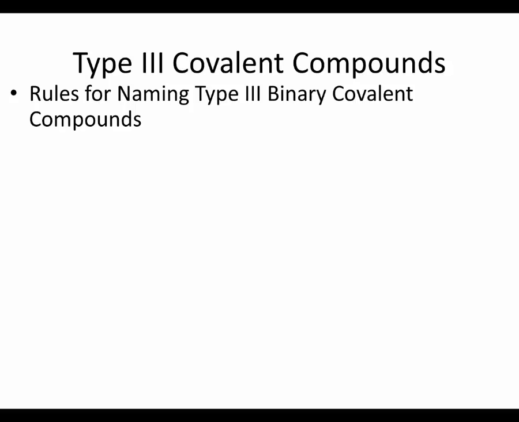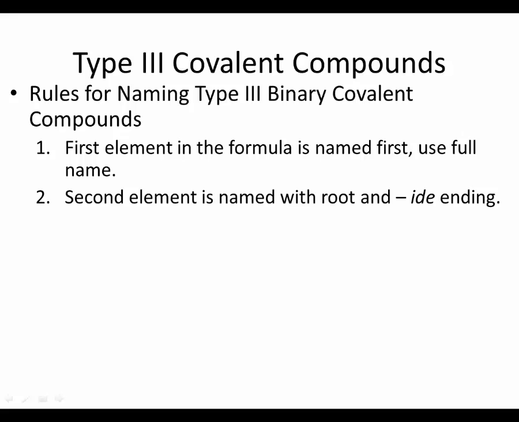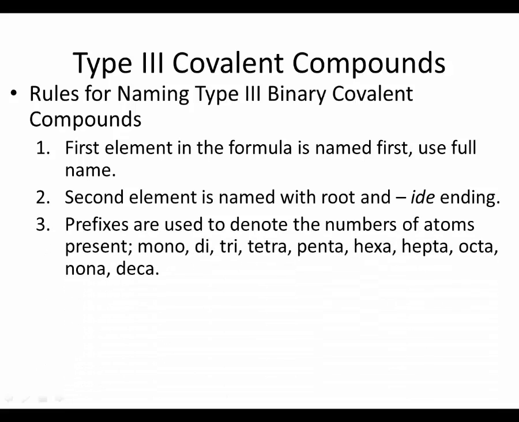Rule for naming the type 3 binary covalent compound. The first element in the formula is named first. Use the full name. That's what type 1 did, right? Yeah, type 1 was the same way. They got their full name. Second element is named with the root and the ide ending. That's the same as ionics, just like both type 1 and 2. I knew there was going to be a trick here.